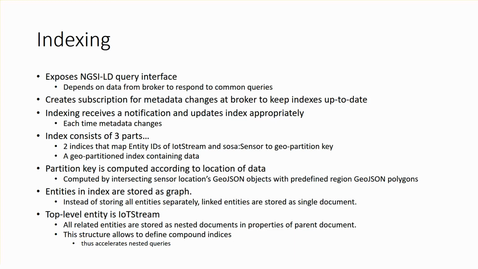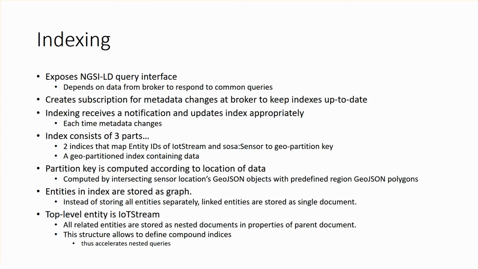With regards to the indexing component, it exposes an NGSI-LD query interface. It creates subscriptions from metadata changes at the broker to keep indexes up to date. In terms of indexing, it receives a notification that updates the index appropriately each time the metadata changes. The index itself consists of 3 parts: 2 indices that map entity IDs of IoT stream and source sensor to a geopartition key, and also a geopartitioned index containing data.